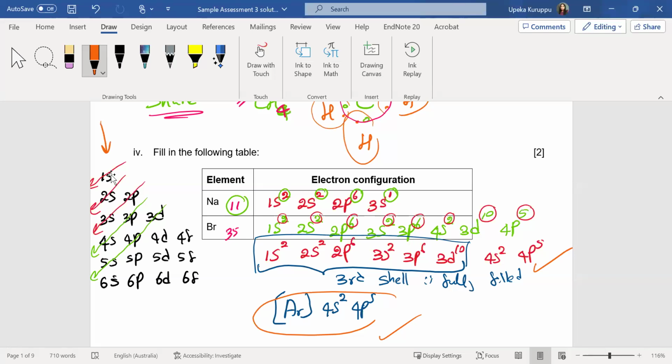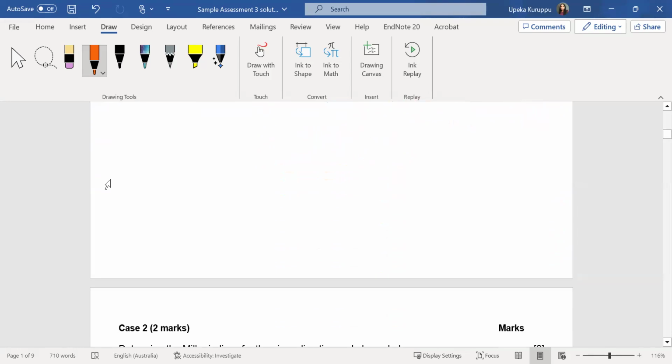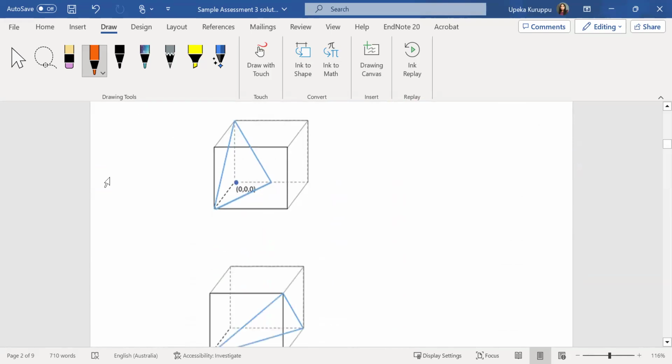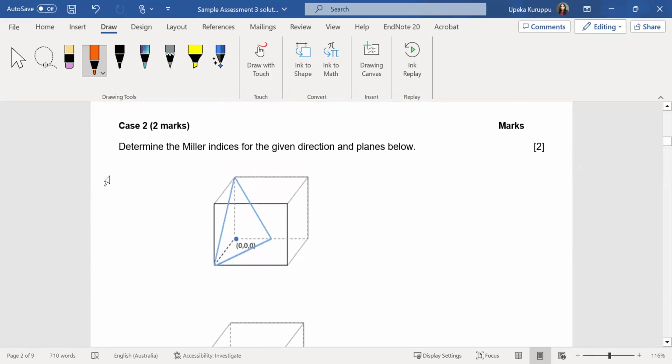So can I move to the next question? Are you all okay? Next question. Determine the Miller index for the given direction and planes below. So we only have two planes. Okay, so can you tell me what's the first step that we need to do here?